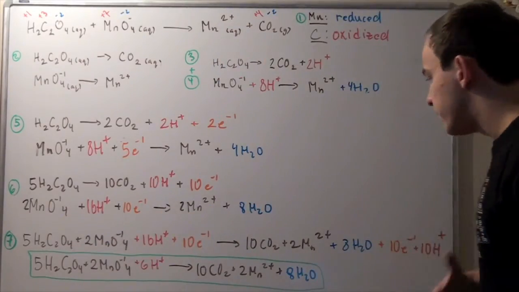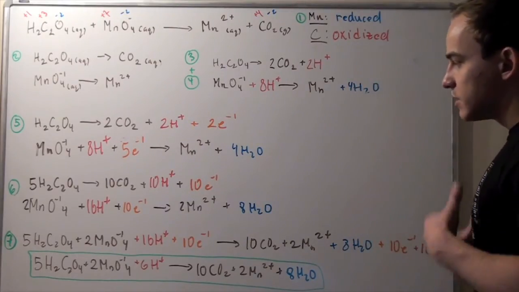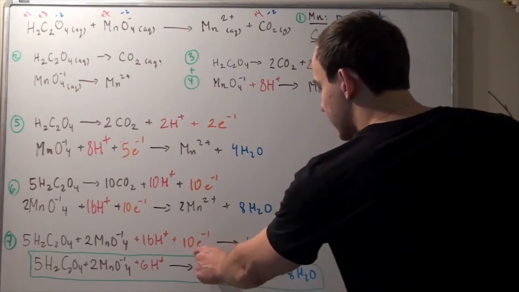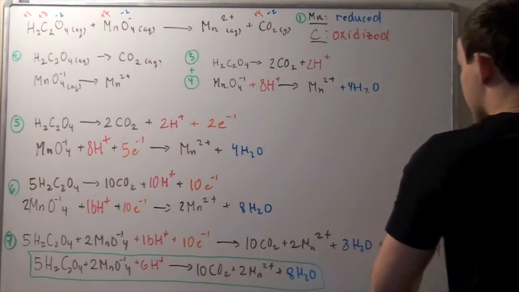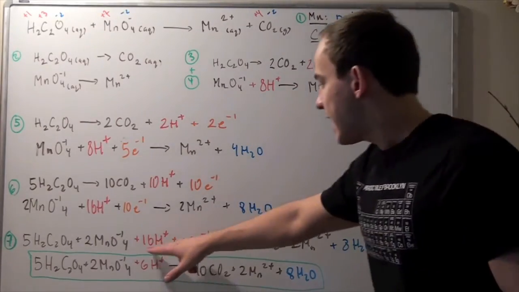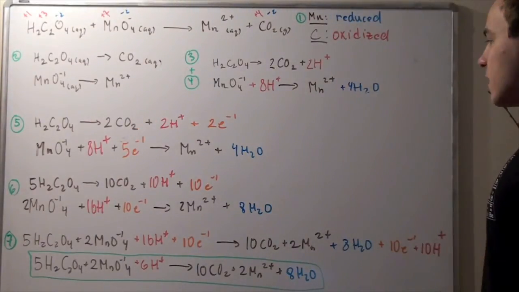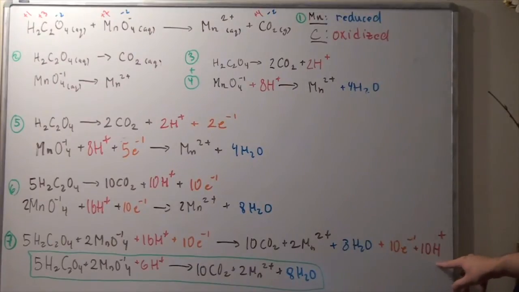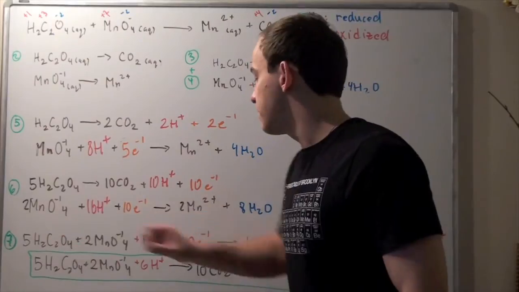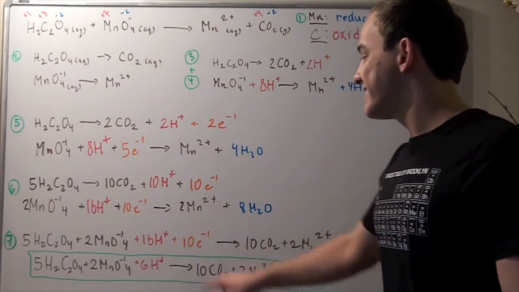Now my next goal, before I get to my finalized answer, I have to cross out some things. The first thing I cross out is the 10 electrons. So we have 10 electrons here and 10 electrons here. That cancels out. Next, notice that I have 16 H+ ions on this side and 10 H+ ions on this side. That means I could cancel by subtracting 10 H+ from this side and 10 H+ from this side. So that cancels out, and 16 minus 10 is 6.